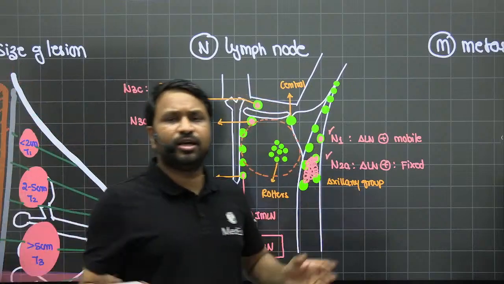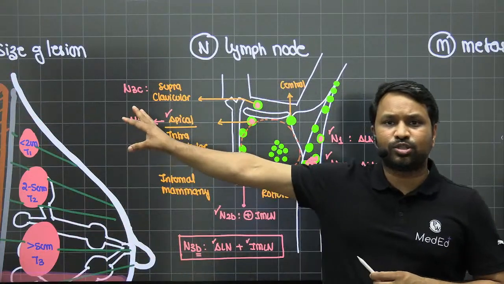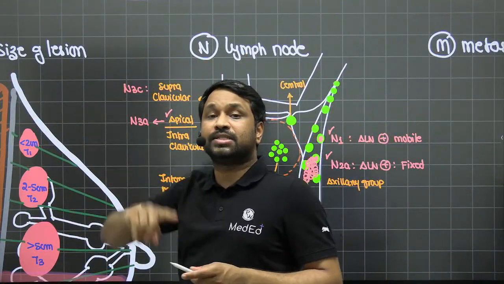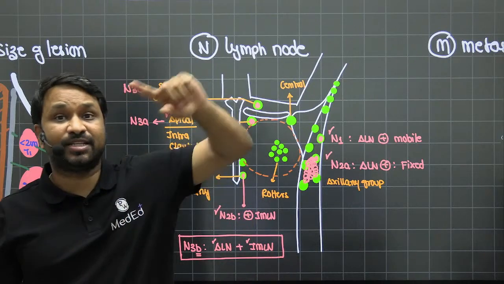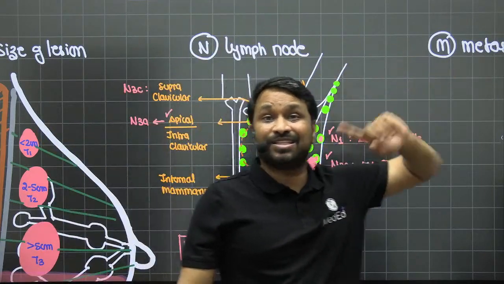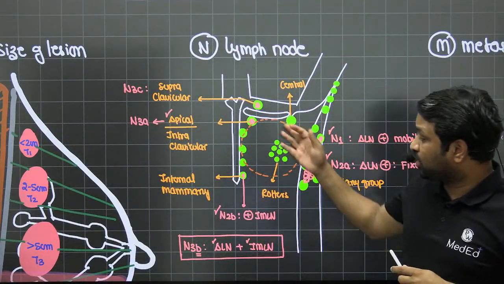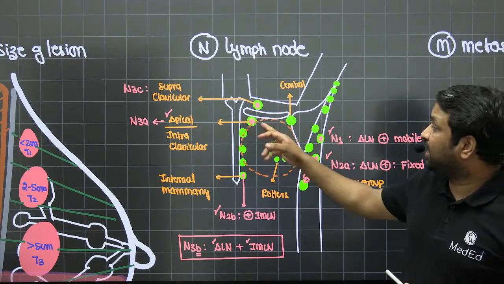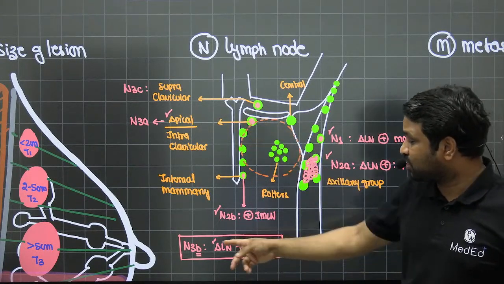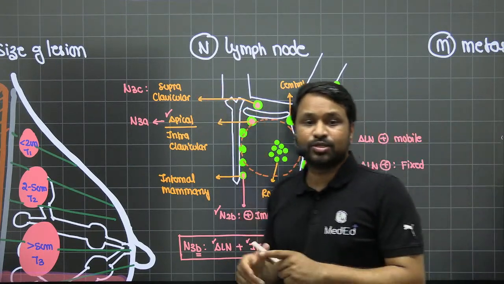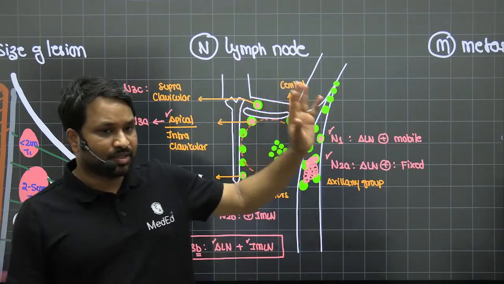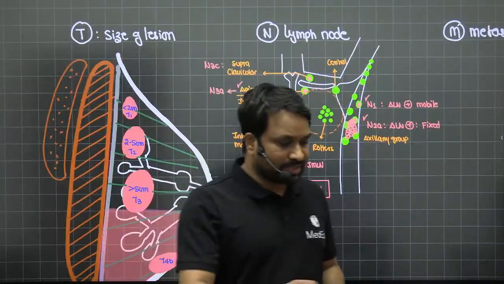Again, a clear picture. Involvement of axillary nodes, mobile, it is going to be N1 disease. Involvement of axillary nodes, they are fixed, it is your N2A disease. What is N2B? B is going to be on the internal mammary. N3A is going to be apical. N3B is combination of both. N3C is going to be supraclavicular. As simple as that. Okay? So this tells you about both T as well as N and M status.